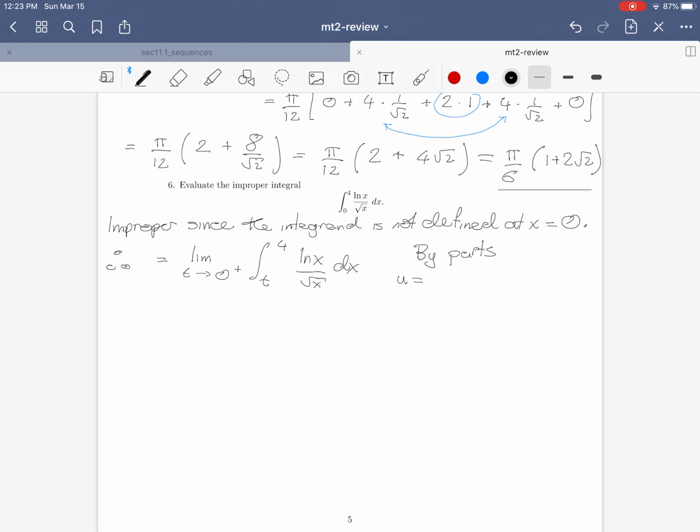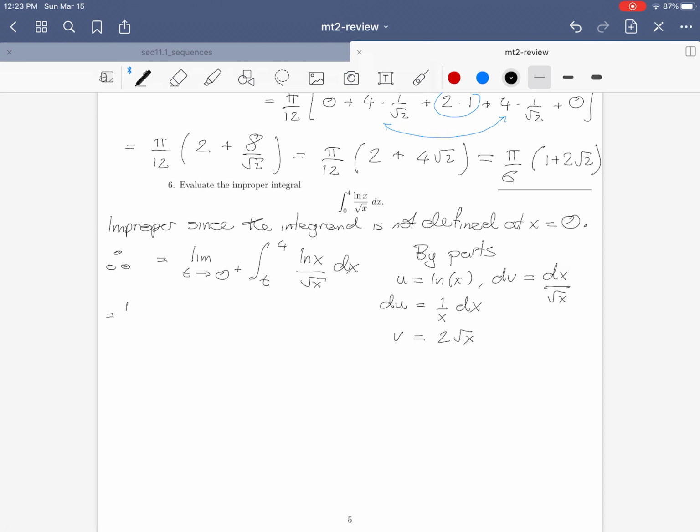So I'm going to take u equal to ln x, and dv then becomes dx divided by square root x. Why did I do this? Well, whenever we do integration by parts, we are generally looking to set u such that when we calculate du, we get something simpler. So in this case, our du is 1 over x dx. And our v is equal to 2 square root x.